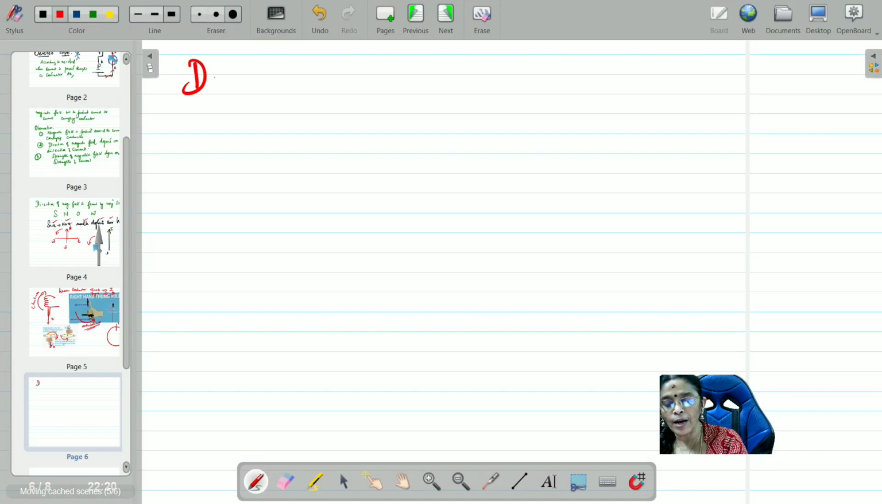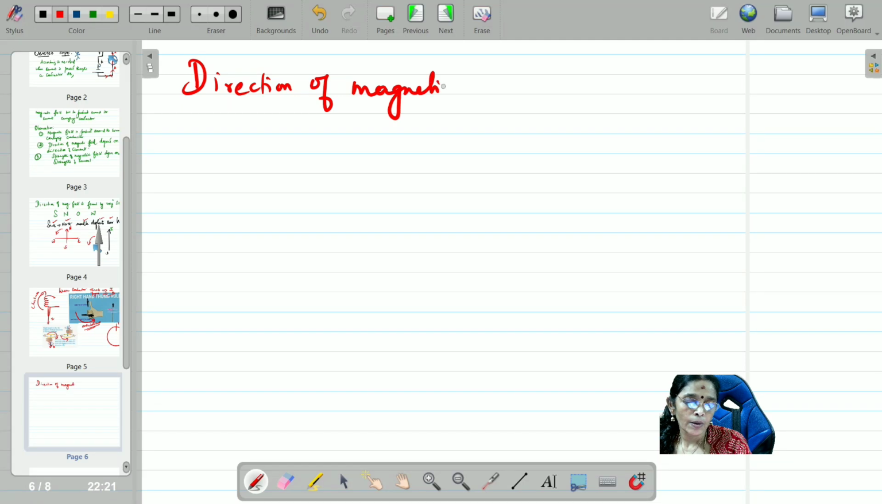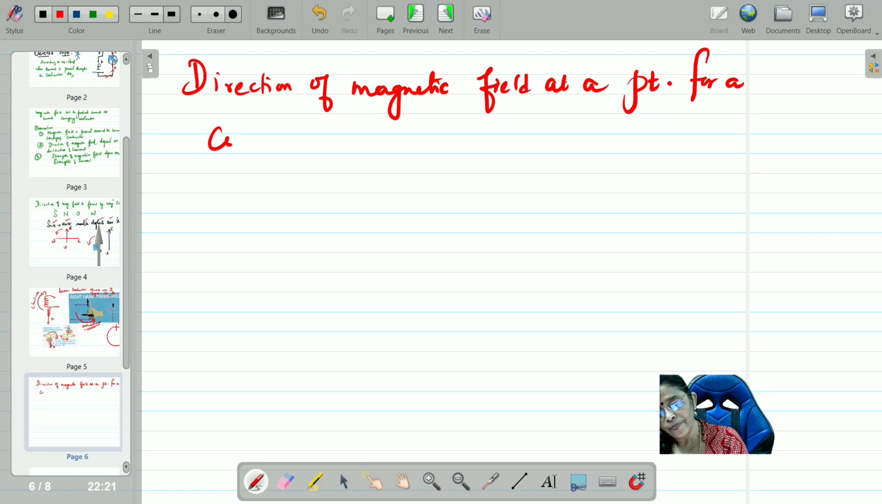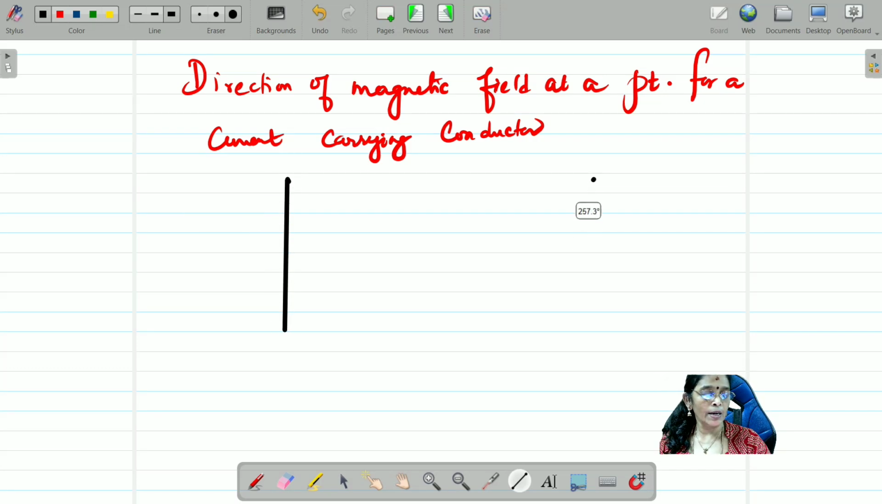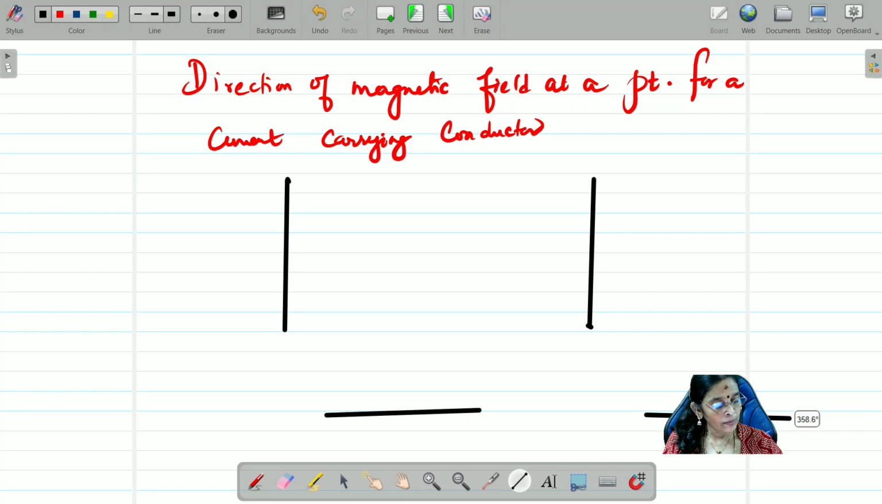So now, direction of magnetic field at a point. How to find out? For a current carrying conductor. Now let me take the conductor, children. So now I'm going to take a conductor. So this is the conductor. Two examples let me give you. Okay, then this is the conductor. So four conductors I have taken.